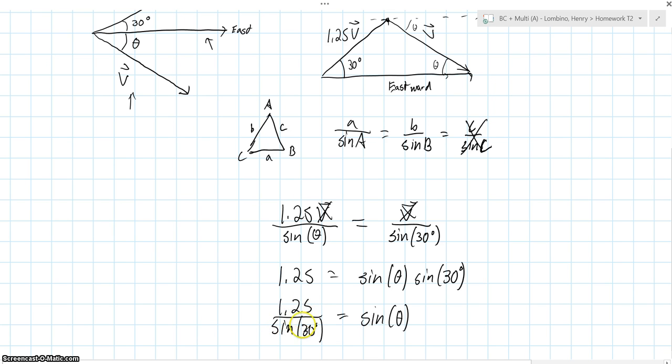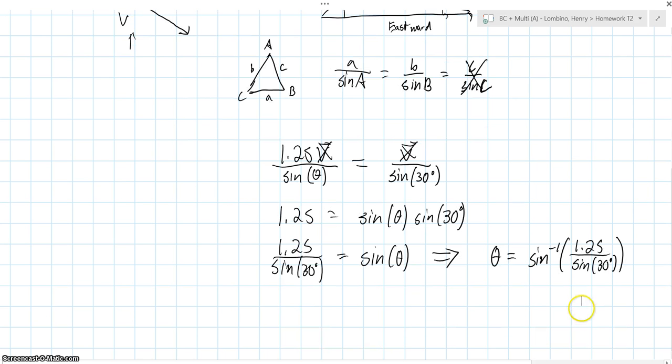And now, using that, we can turn that into theta equals inverse sine of 1.25 over sine 30 degrees. And there you have it. Now we just use our handy dandy calculators to solve that out, and we get theta equals 38.7 degrees.